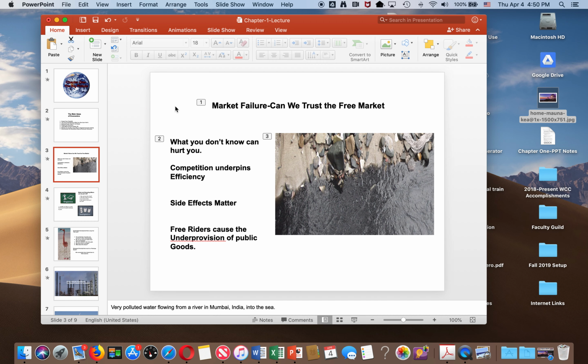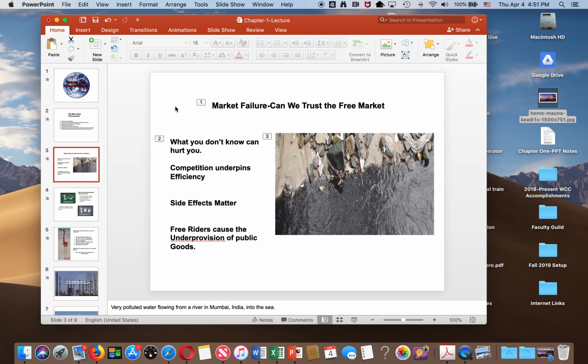Number two, competition underpins efficiency. If there are a few firms or just one firm, that tends not to be efficient. If there's more competition, firms are forced to become efficient in their decision making. Number three, side effects matter. The idea is that side effects, also known as externalities, are a really big thing. And firms, when they take the environment into consideration, should not consider just private costs, but the cost to society.